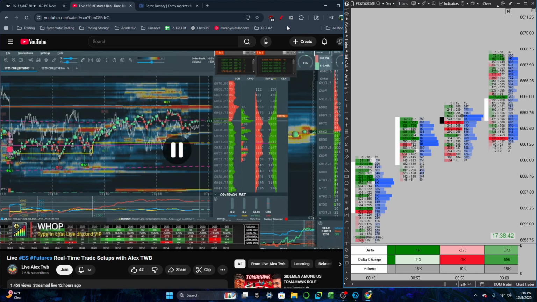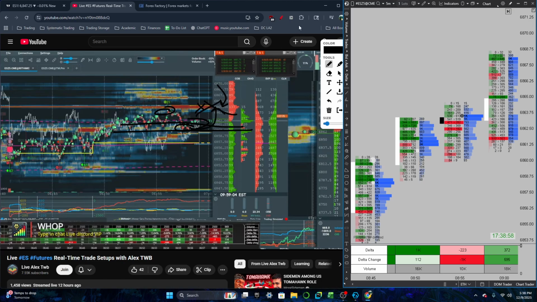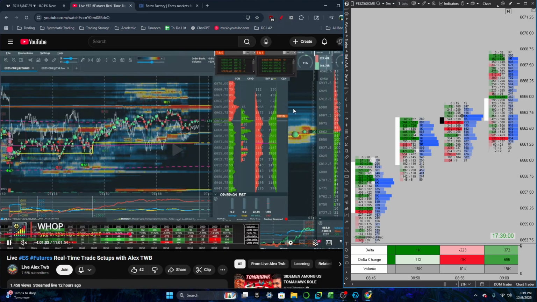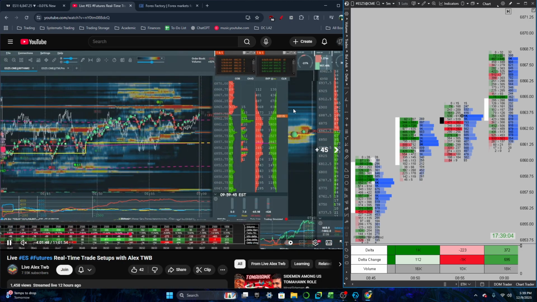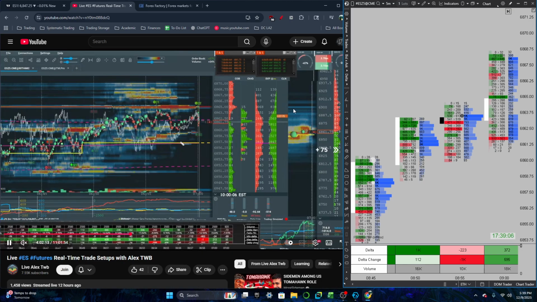Pretty sure I entered here. Not there, I entered here. And yeah, that makes much more sense. I entered here because I thought that this would break. Why did I think it was gonna break? Because we tested it once before, and if this 6.0 level still holds, then now we have even more fuel to break through the top, to an extent. It's like a very simplified explanation.